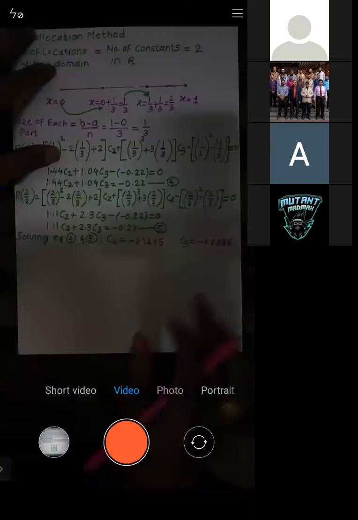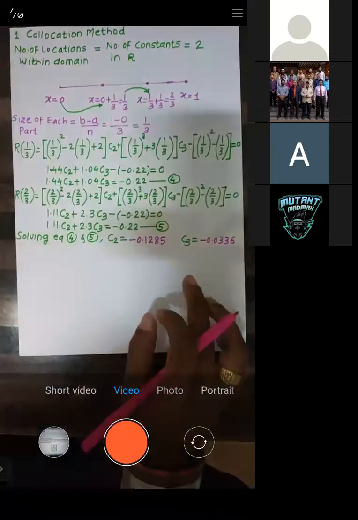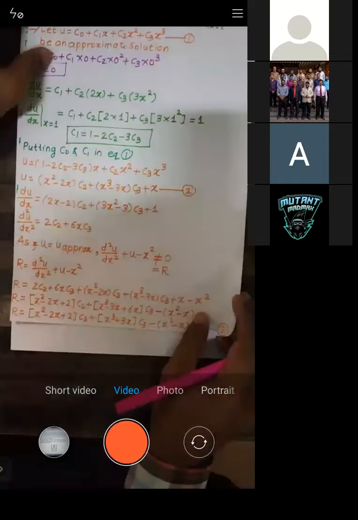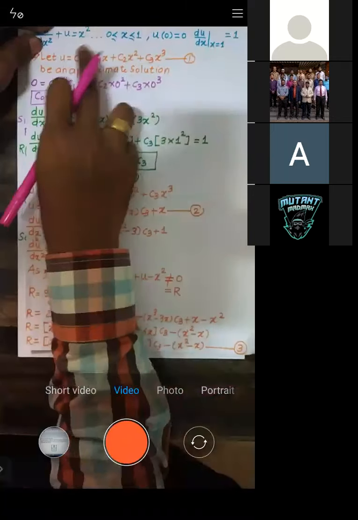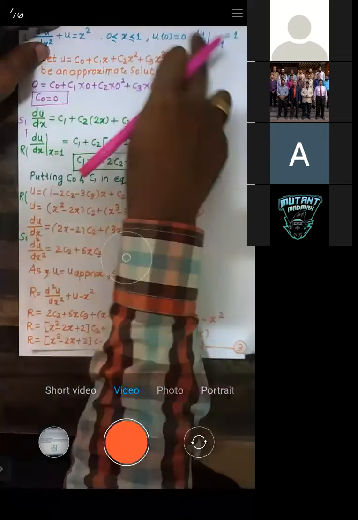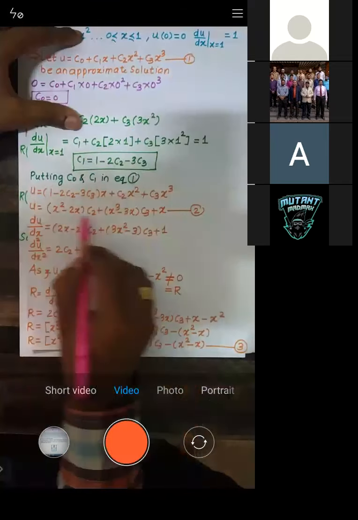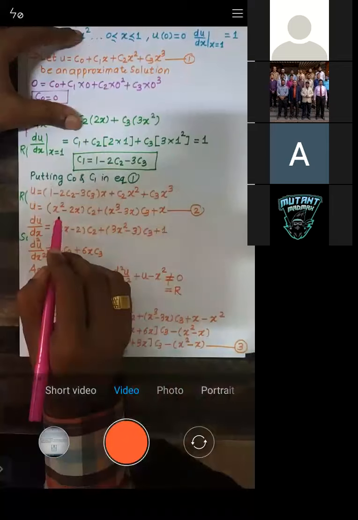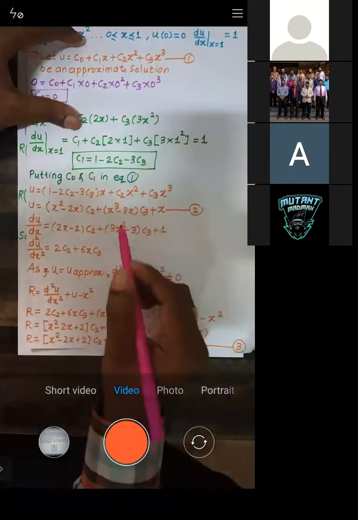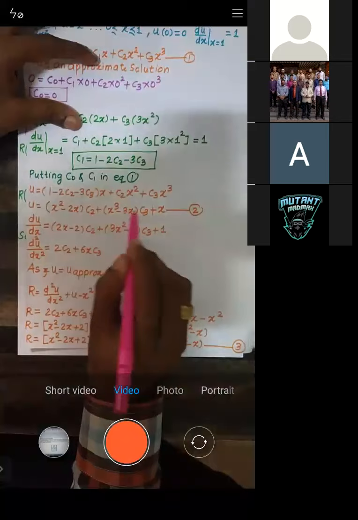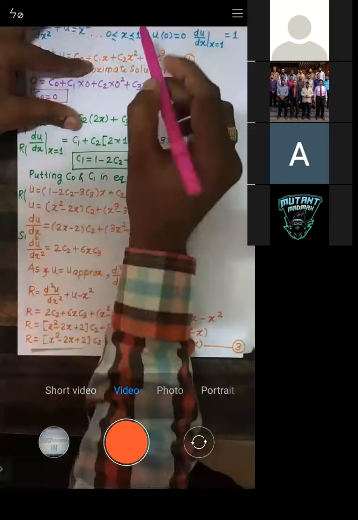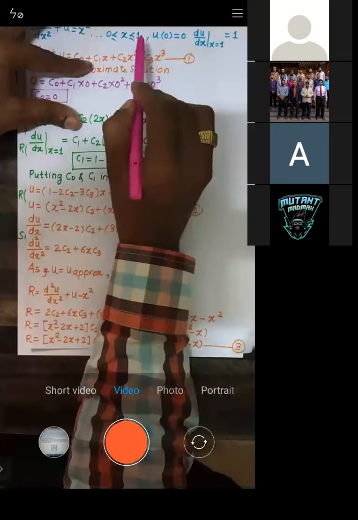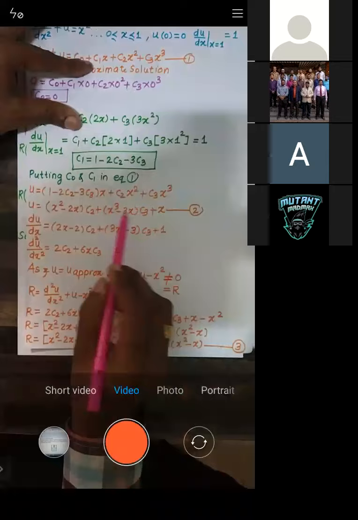What is the purpose of calculating these constants? Try to understand. This is the initial approximate solution which we have written. On it, we have imposed the two boundary conditions, and so we got equation number 2. Still, in equation number 2 there are two constants, so unless we calculate their values, we are not able to calculate the value of u at any point between 0 and 1. For that, we have solved this much.